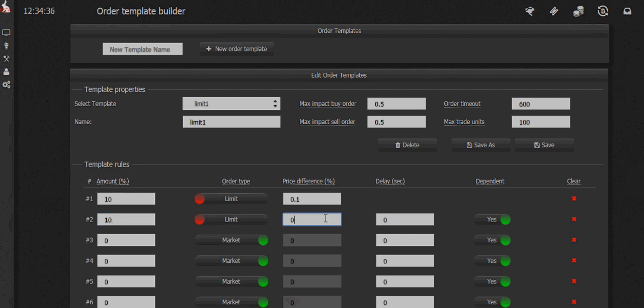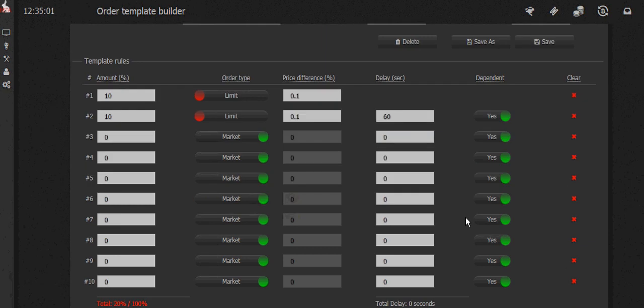And we're going to go over to the limit orders, and we're just going to do it straight up the same, except we can do here, we want to delay it by 60 seconds, so that's a minute. And yes, we want it to be dependent on the rule before it. So this rule will not execute before the other rule, or we can make it independent and it does not depend on the rule before it. So there is a lot of possibilities here.